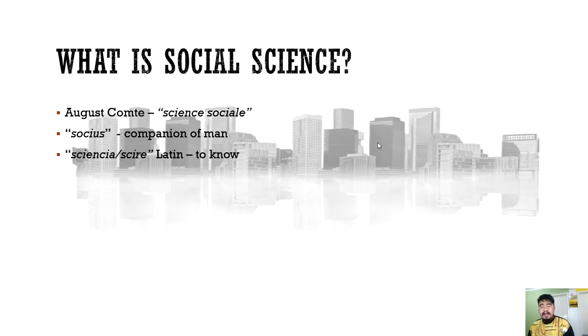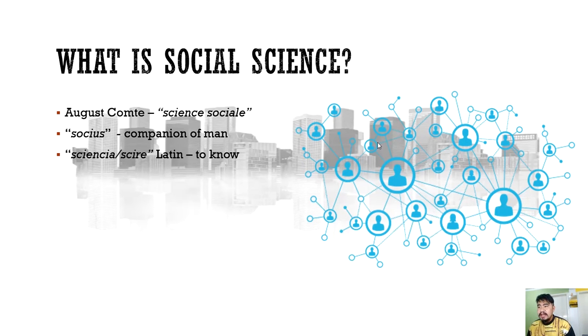So these two terms are actually Latin. Socius is basically companion of man. Then we have scientia, or scire, which is a Latin term that basically means to know. Now, looking into the two etymologies, we are attempting to understand the companion of man. Now, look into the term social.